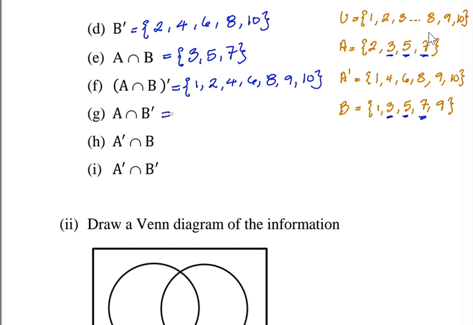Now, G says A intersect B complement. So I need to be looking at A and I need to be looking at B complement. If I wish to determine the elements of A intersect B complement, I must look at A and B complement, and I'm looking for all the elements which are common to both A and B complement. Looking carefully at A and B complement, we can see that the only element that is common is 2.